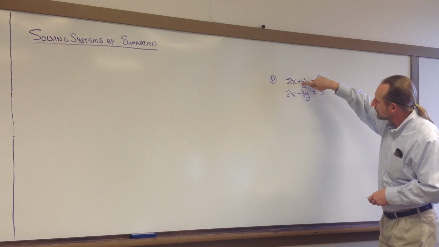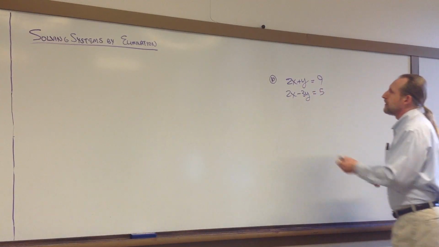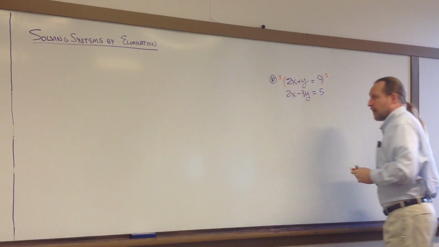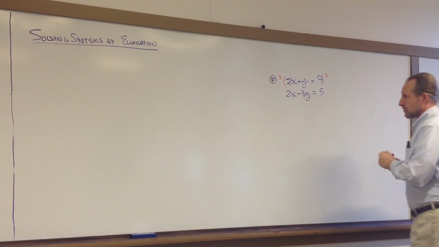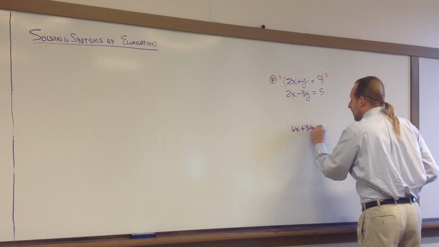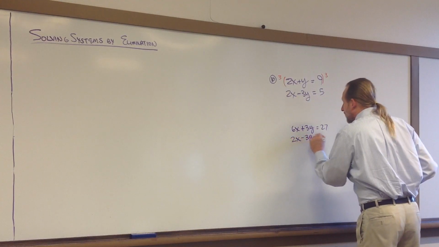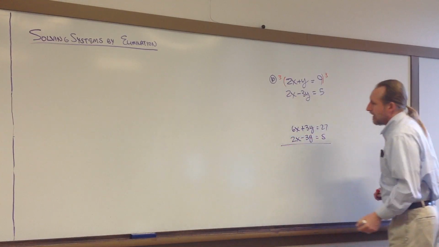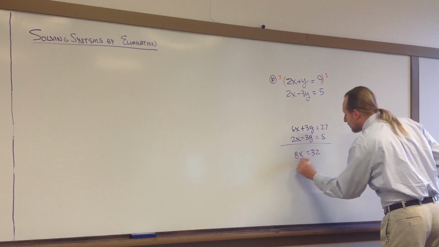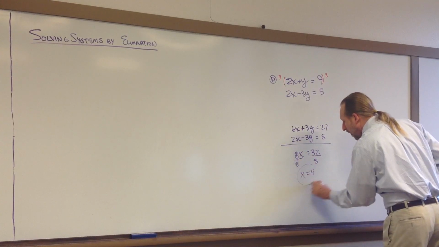If this were a plus 3y, then they'd cancel out really nicely. So what I'm going to do is multiply this top equation by 3. So now it'll be 6x plus 3y equals 27. The bottom equation stays the same. Now we can just add them together. 8x equals 32, and so x is going to be 4.